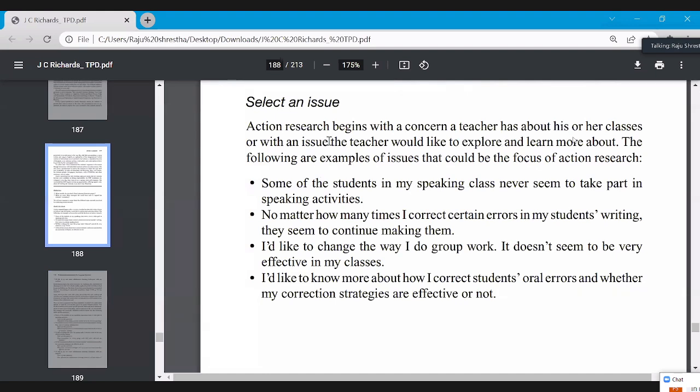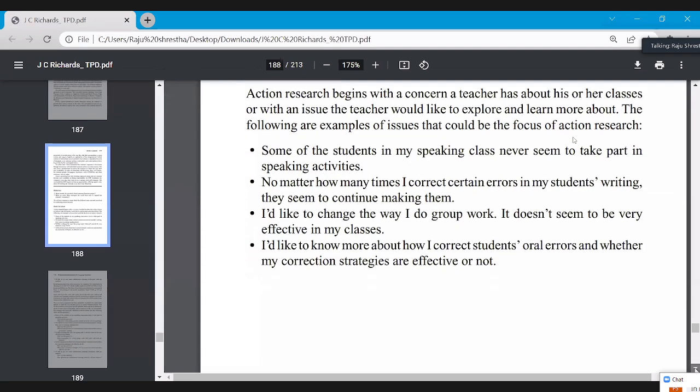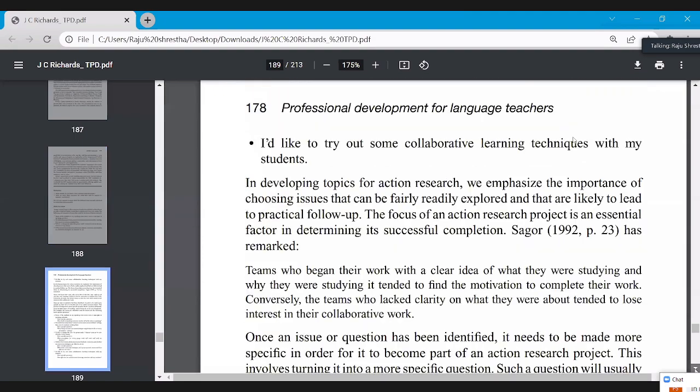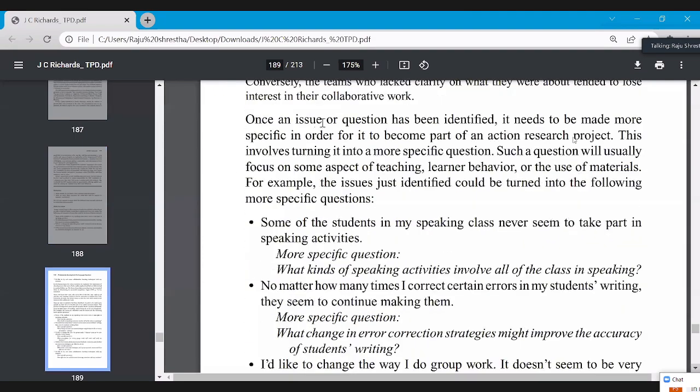Then again we have to make it very specific. The more specific we make the issue or research question, the more it will be easy to carry out, होइन. स्पेसिफिक बनाउनको लागि चाहिँ यहाँ फेरि यसले भन्छ, ल हेर्नुस् यहाँ. Once an issue or question has been identified, it needs to be made more specific in order for it to become part of action research project. This involves turning it into a more specific question. एकदम विशिष्ट सानो चटक्क सजिलो बनाउनु पर्यो.